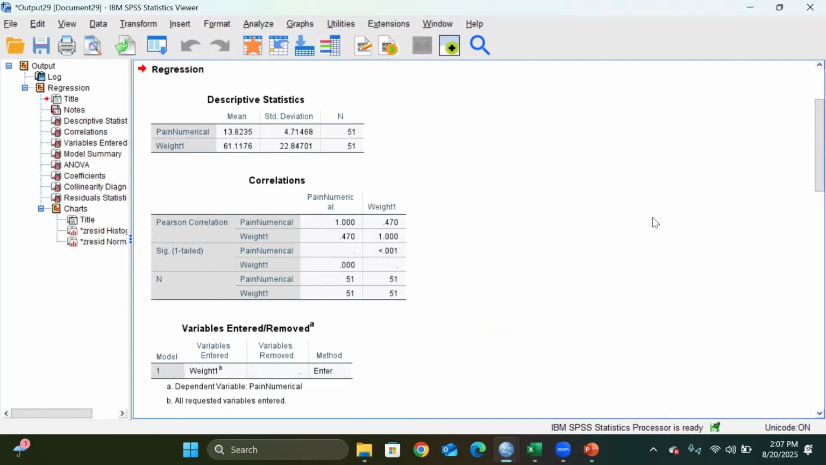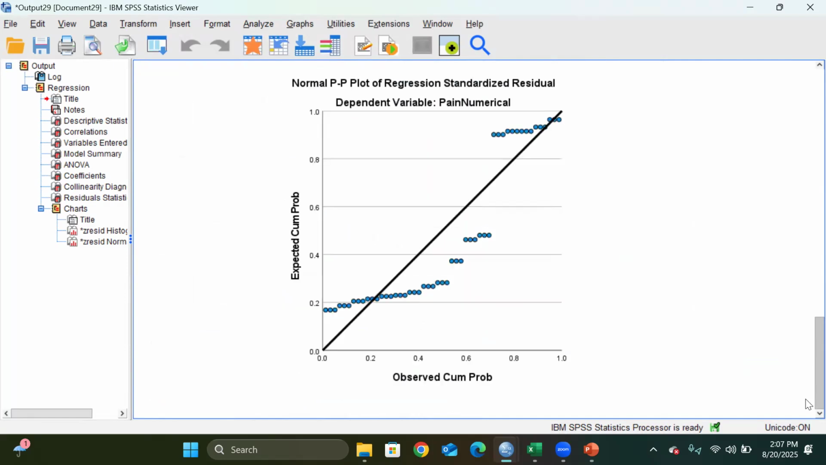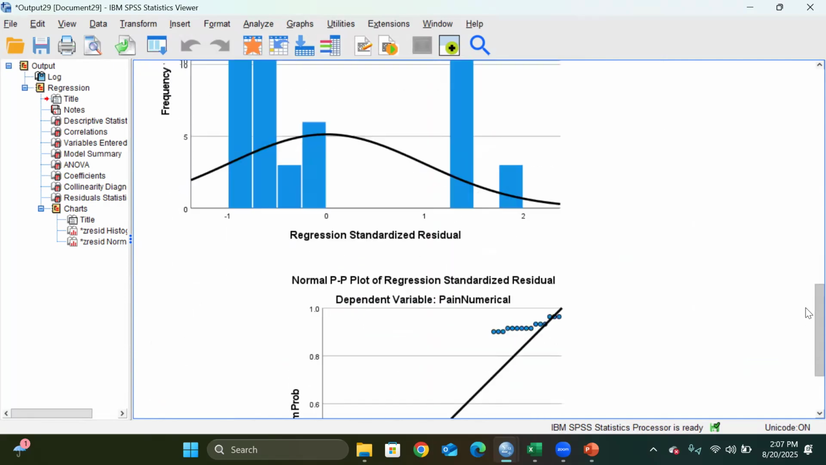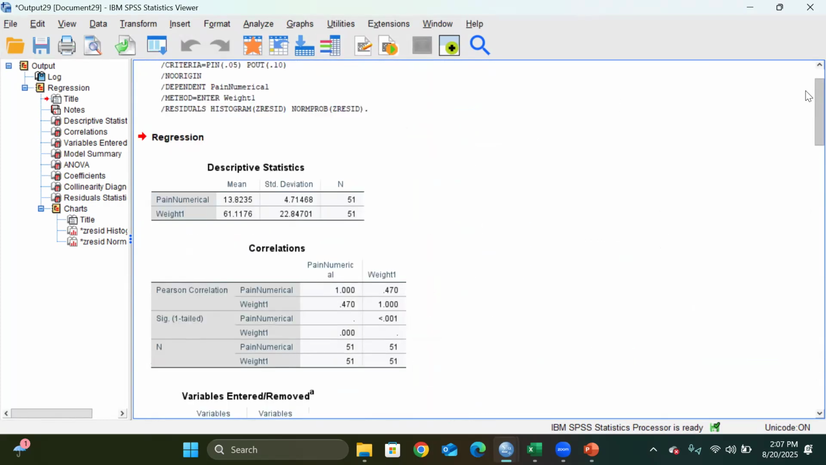And here we have got our data. We will be interpreting this data. Here you can see the linear relation. Here you can see the bell curve, and we will be interpreting this in the next session.